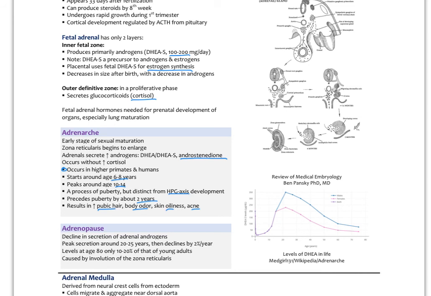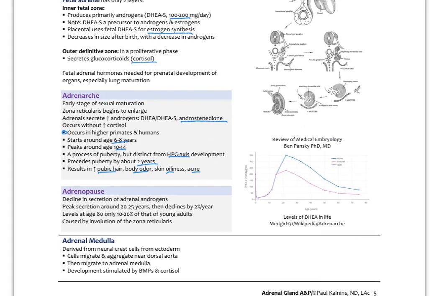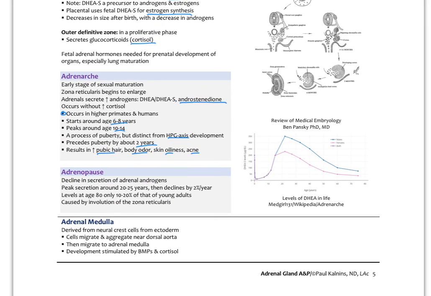So that's adrenarche. And then adrenopause would be a decline in the secretion of adrenal androgens. We don't talk much about that, but we do know this is really important. The peak secretion of the DHEA in particular is around age 20 to 25, and then it declines by about 2% per year. And the levels in an 80-year-old are only 10 to 20% of that of young adults. It's caused by an involution of the zona reticularis.